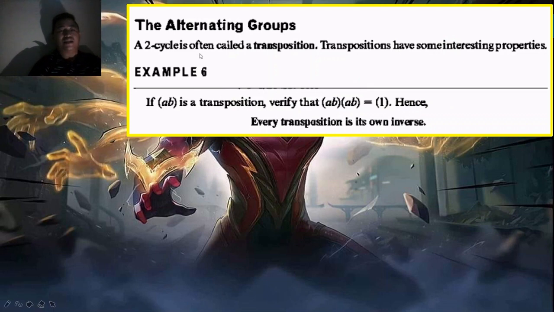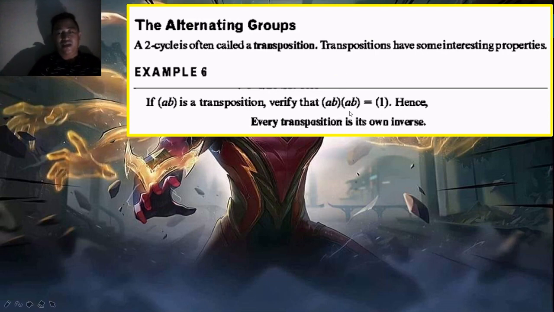Alternating groups. A two-cycle is often called a transposition, so transpositions are the two-cycles, with just two elements each. Transpositions have some interesting properties. If (A B) is a transposition, verify that (A B) times (A B) is equal to 1. Hence every transposition is its own inverse.